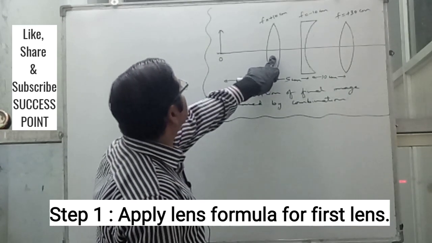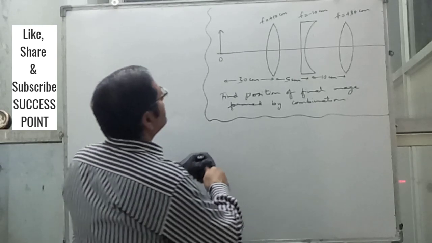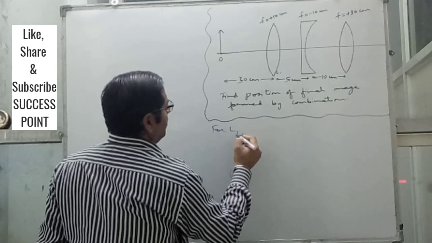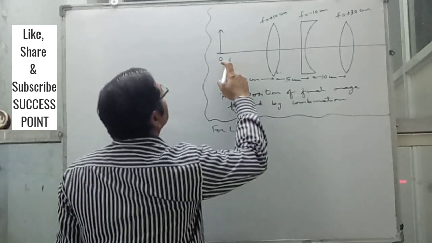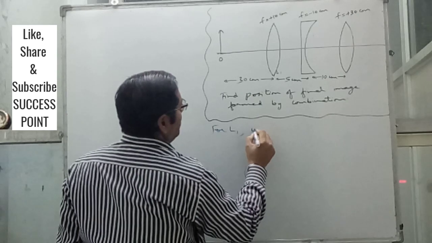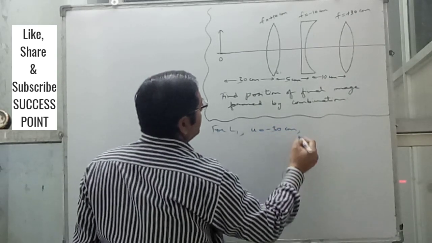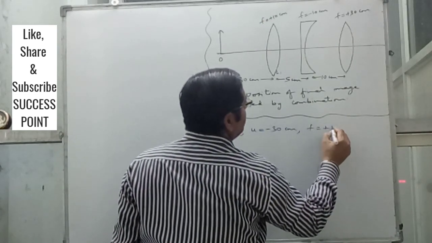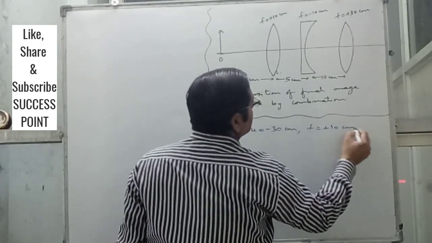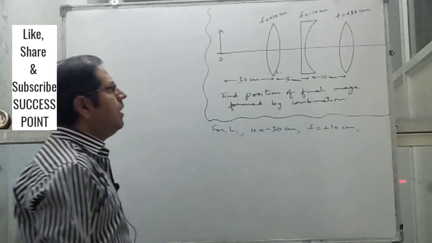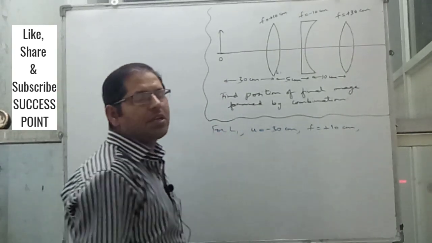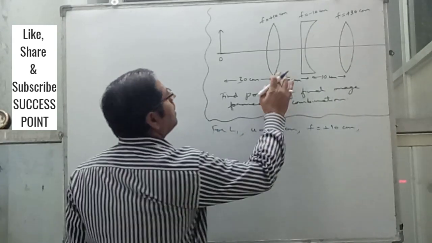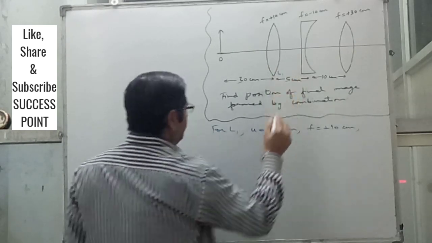For this first lens, let this lens be L1. Now for L1, this is the object. The object distance will be 30, we will take minus 30. Focal length is given. Focal length is plus 10 centimeters. Now we will find the image distance, and for that we will use the lens formula.